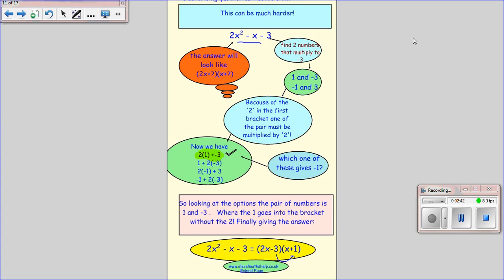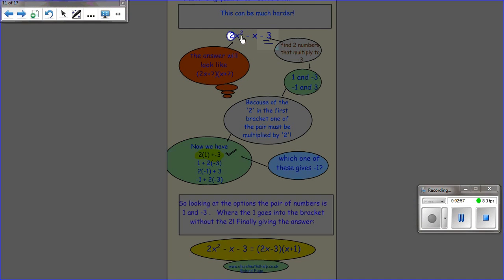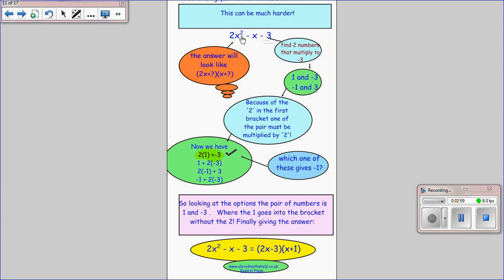So this is slightly harder. You just have to be careful. Just remember that one of the numbers in your pair to make the final number here must be multiplied by whatever number we have here. Also, always remember that if it's possible to take out a common factor in each of these terms, do that before you try factorising. Okay, I hope that's helpful.